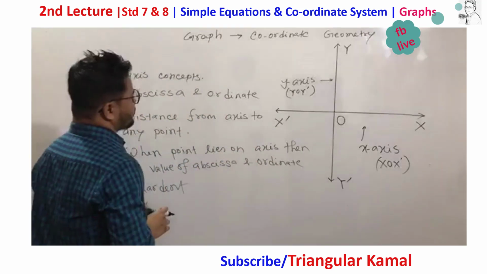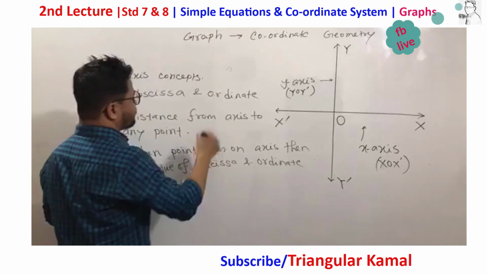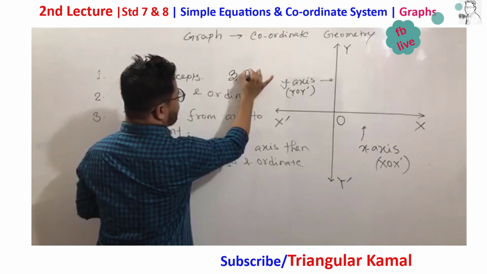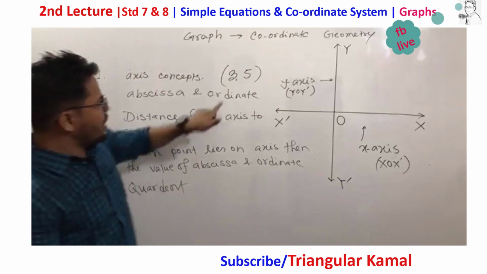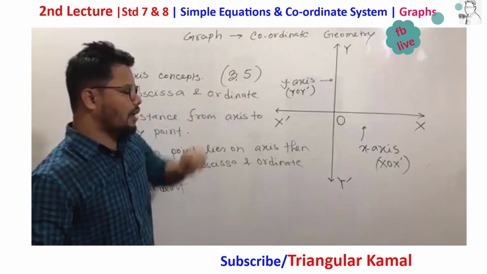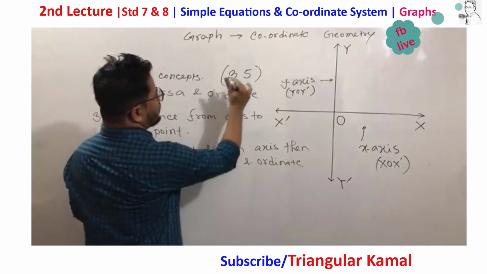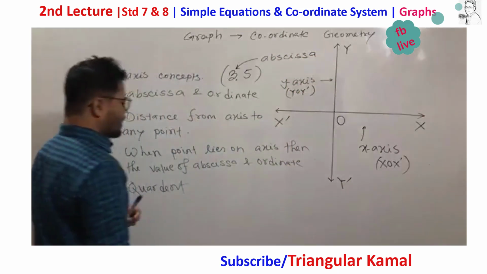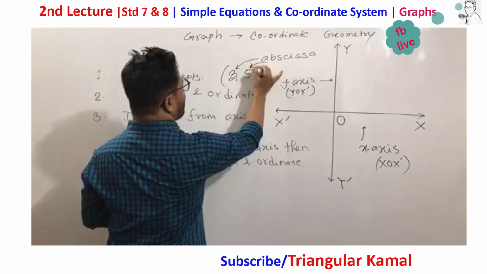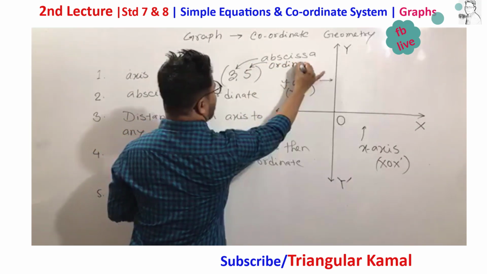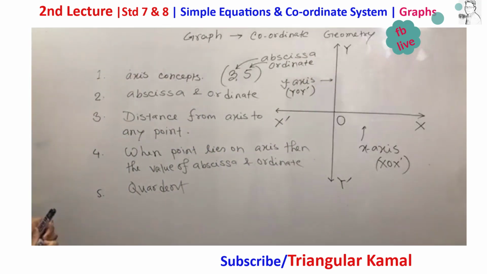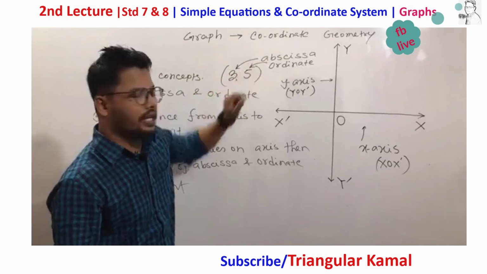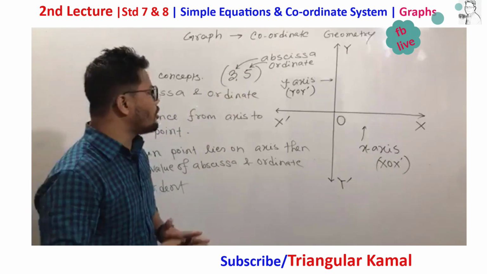Now if we place a point like 3 and 5, this is a point. This point has two values, 3 and 5. Here 3 is called abscissa. Give attention to the spelling. And 5 is called ordinate. I think all of you know this one. So both 3 and 5: the first one, 3, the left one, is called abscissa, and the second one is called ordinate.